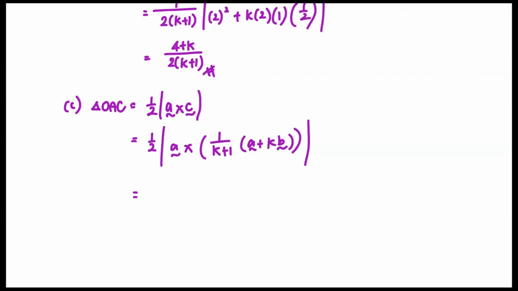Question: is there anything you can pull out? That should always be the first question you ask yourself. Anything you can pull out? Definitely. What can you pull out? k plus 1. I've got people saying before you can pull out A. No, doesn't work that way. A is a vector. Vectors must stay within your mods, and then you pull out constants. So this is 1 over 2(k plus 1), and this is just the mod of A cross (A plus kB).